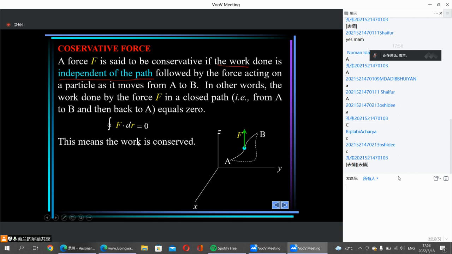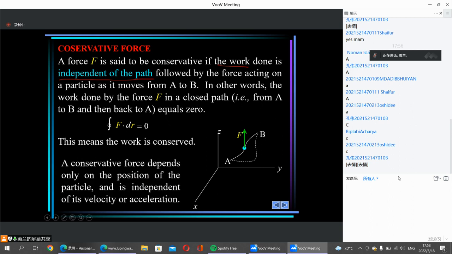Okay, so here because the work done by the force is equal to 0, that means the work is conserved. That's why we call it a conservative force. Okay. So accordingly, because the conservative force is independent of the path, a conservative force depends only on the position of the particle and is independent of its velocity or acceleration.